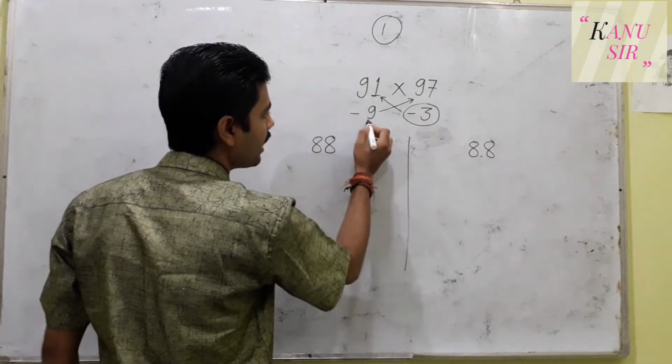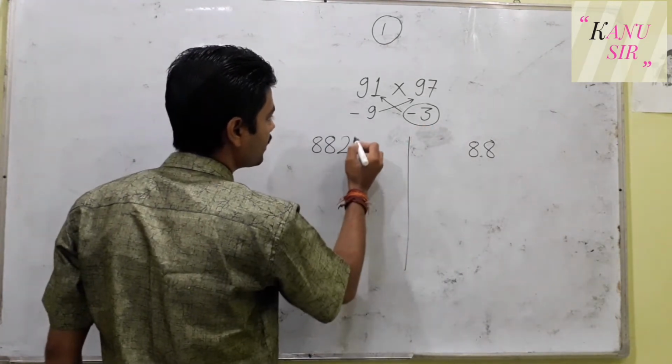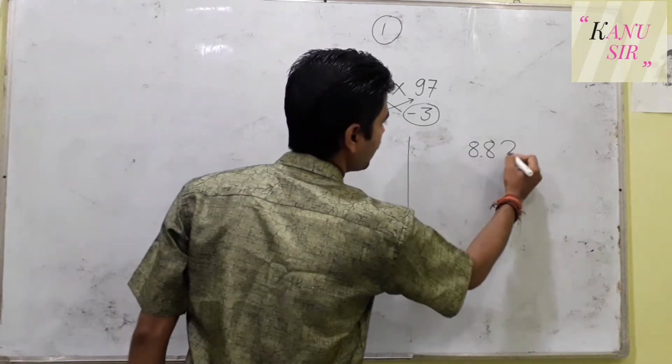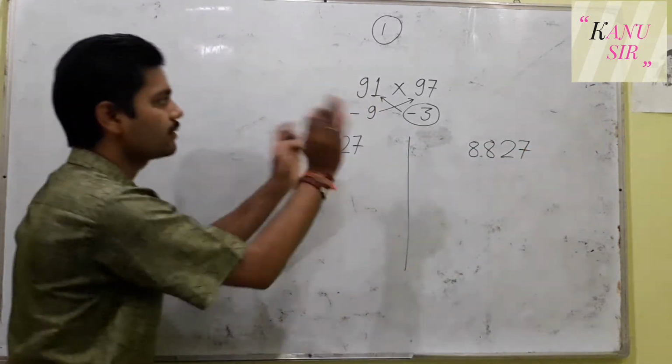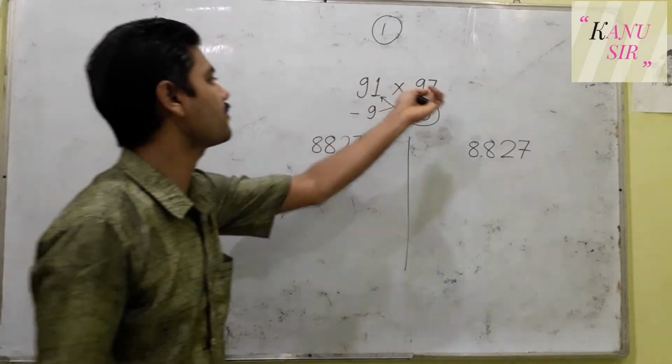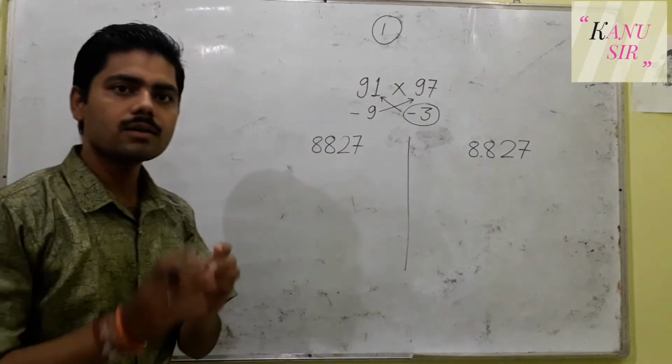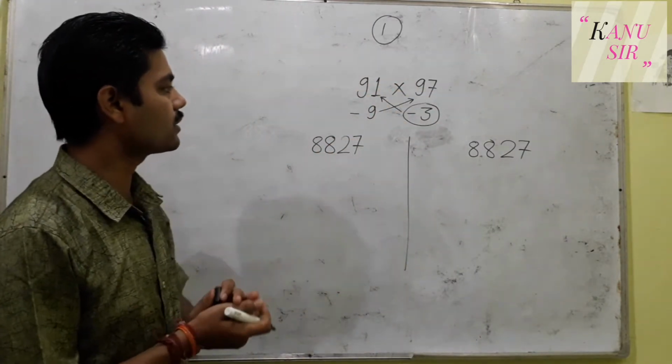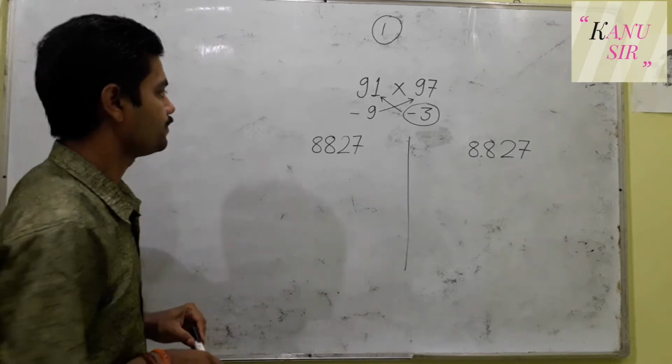After that you have to multiply the shortfalls. 9 times 3 is 27, and hence the multiplication of 91 times 97 is 8827. If you still have confusion, you can check with your calculator.